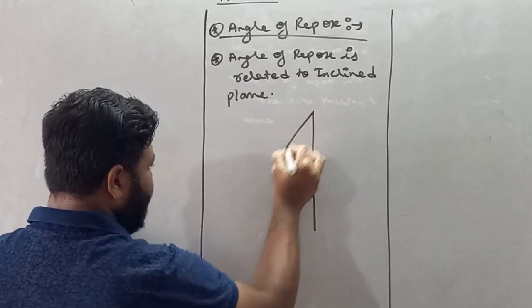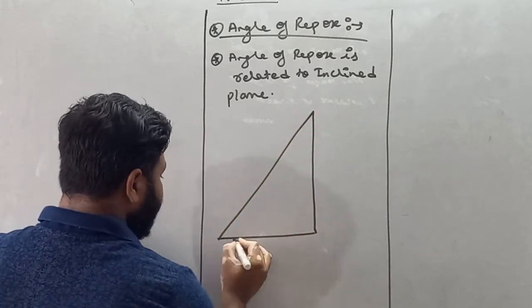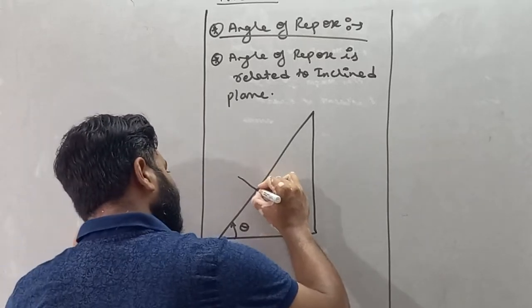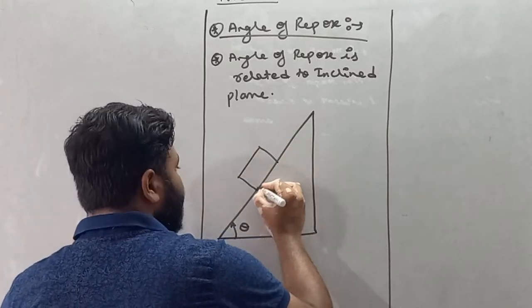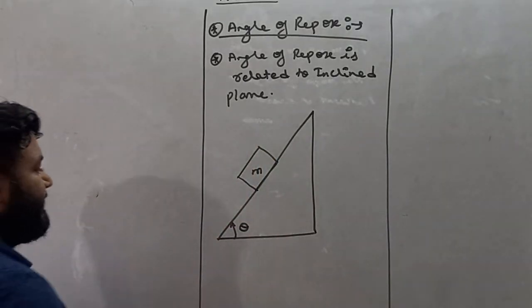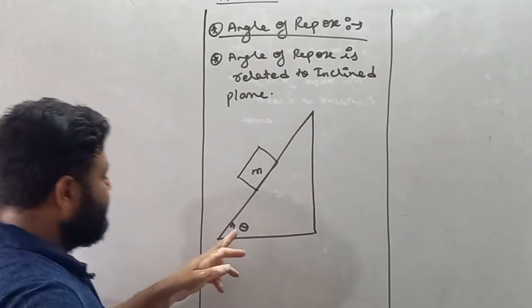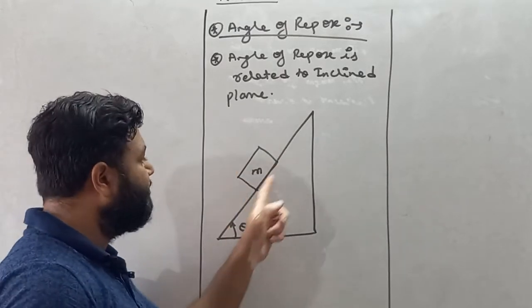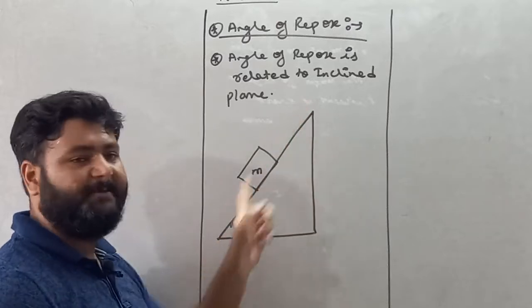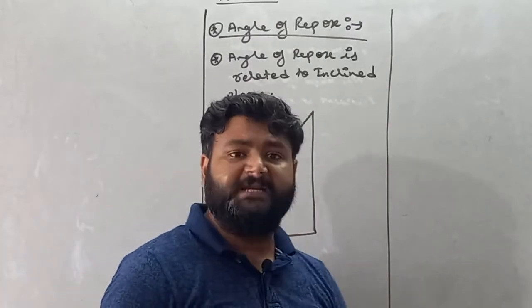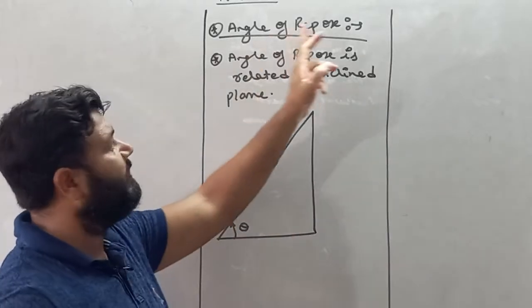Let's suppose we have an inclined plane. This angle of inclination is theta, and let's suppose a block is placed on this inclined plane. So my dear students, see, actually that angle of the inclined plane on which the block placed on the inclined plane remains at rest, that minimum angle is called angle of repose.